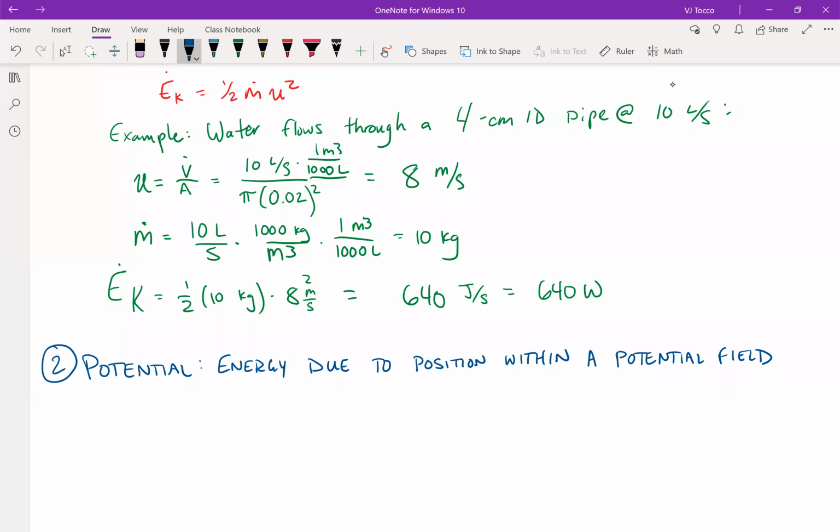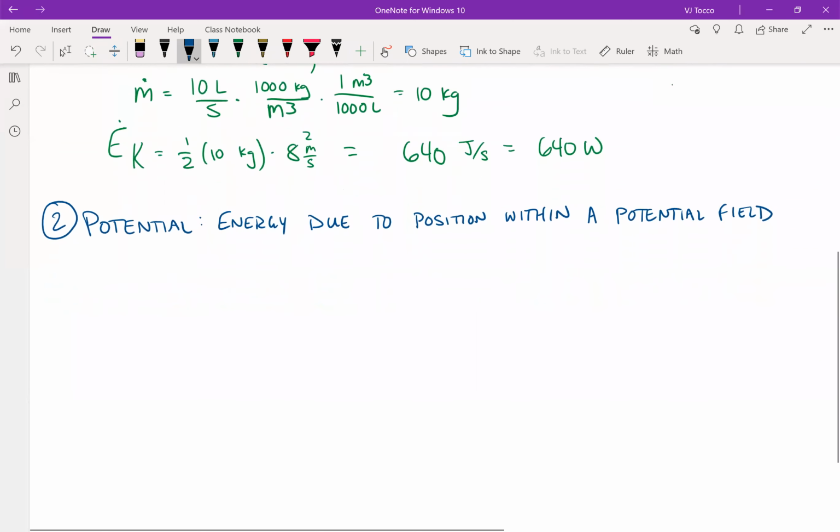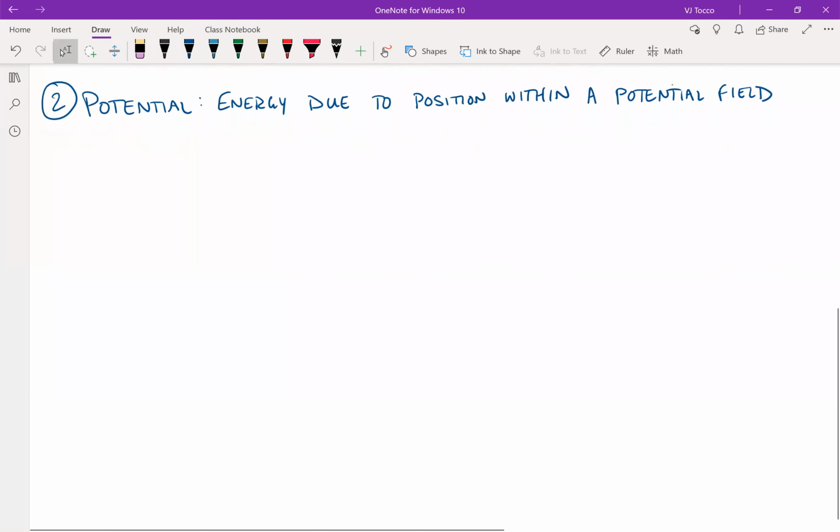The second form of energy, which is no doubt familiar to you, is potential energy. And this is energy due to position within a potential field. When I say potential field, I mean gravitational, magnetic, or electromagnetic. And for this class, we're only going to talk about gravitational potential fields, not magnetic.